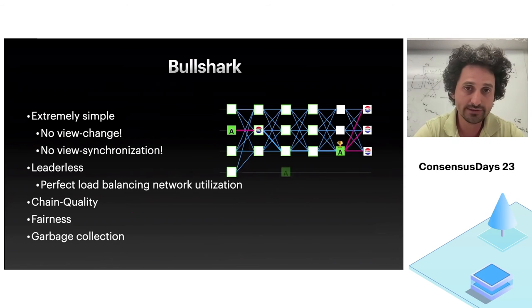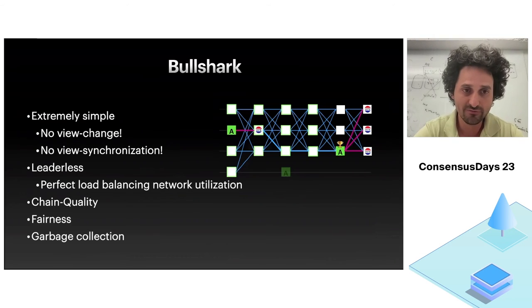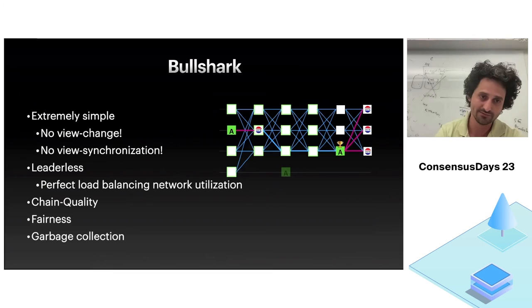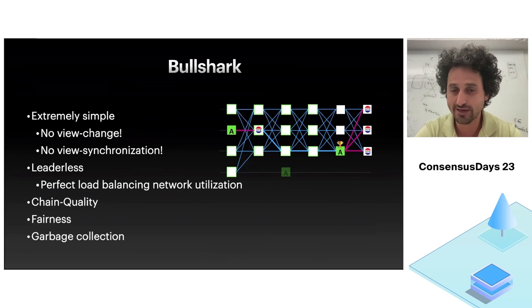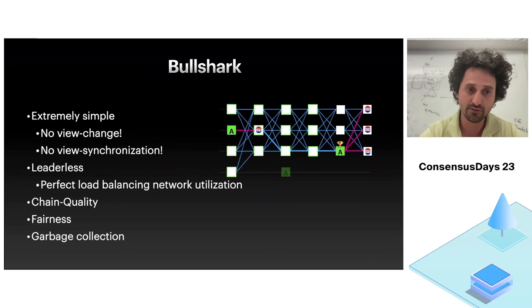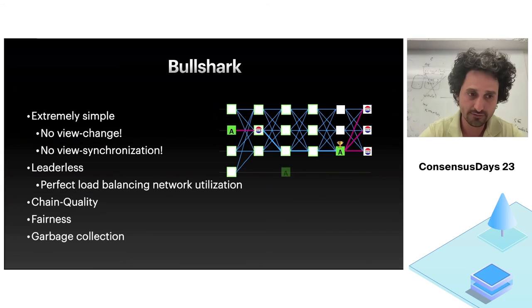So to conclude, Bullshark, this was the entire protocol, the partially synchronous version. It is extremely simple. I hope I convinced you, even though I had only 5 minutes and I might have gone too fast for it. So I apologize, but still, I hope you saw the simplicity here. There is no view change, no view synchronization, nothing complex. You just build the DAG, you look at the local copy of the DAG and you order it, no messages, nothing. And when you build the DAG, you actually have a perfect load balancing because everything is symmetric. Everybody just broadcasts their nodes, right? And the DAG also provides chain quality, fairness, and garbage collection, which I am not going to talk about because I don't have much time today.